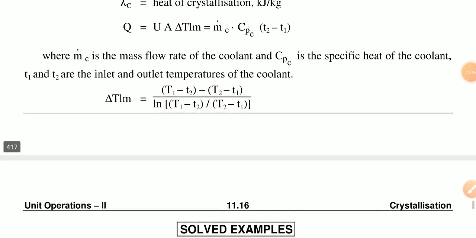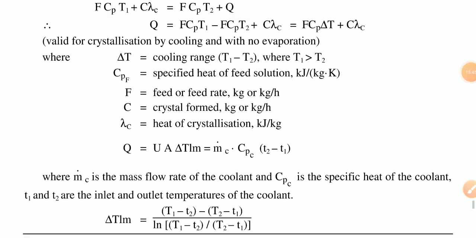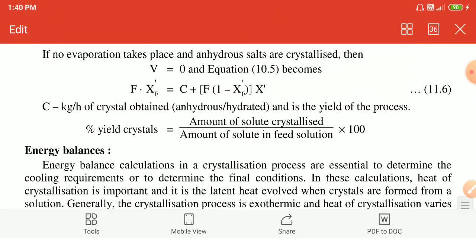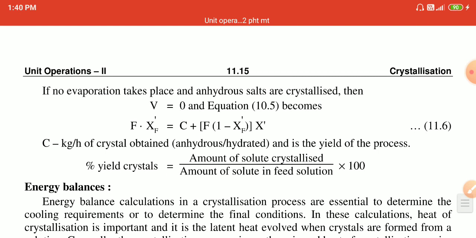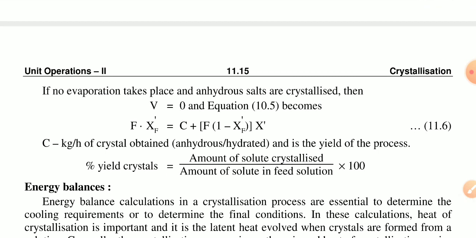Okay, this completes the part on energy balance and material balance when no evaporation takes place. Simply, the percentage yield equation is: amount of solute crystallized divided by the amount of solute in the solution, multiplied by 100.